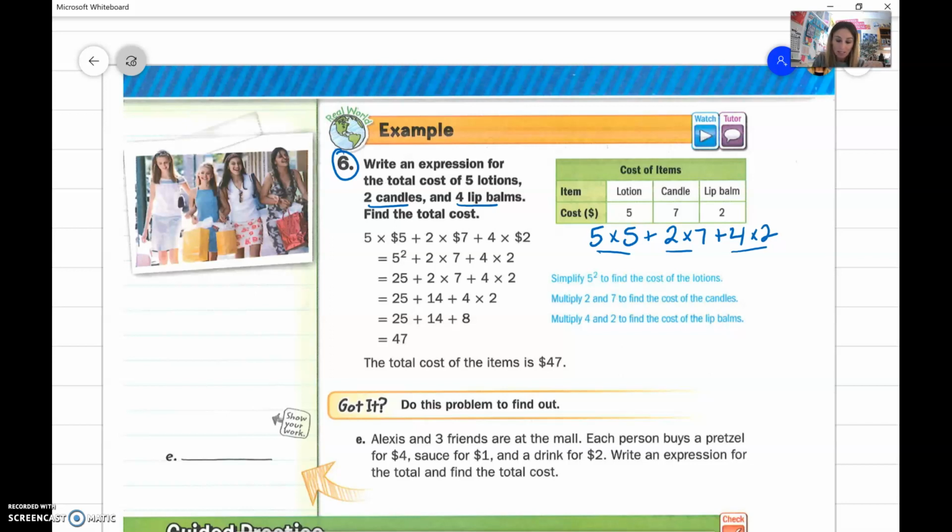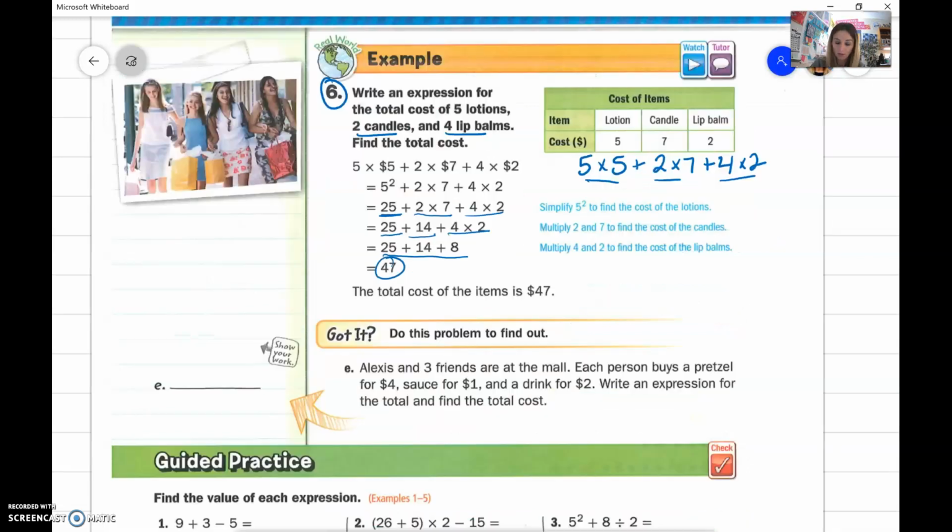You're going to see down here that they did 5 squared, 5 to the second power, which is the same as 5 times 2, which is totally fine, and they got 25. And then they still have their 2 times 7 plus their 4 times 2. Then they multiplied 2 times 7 first, so they brought down their 25, plus 14, and left the 4 times 2. Then they did 4 times 2 in the next line. Once they added it all, they got a total of $47.